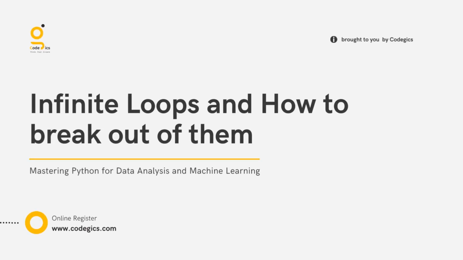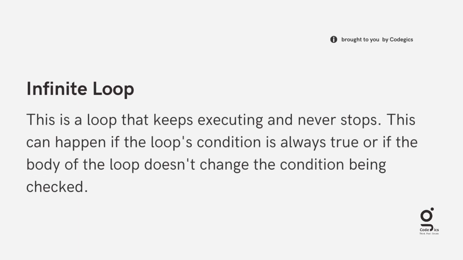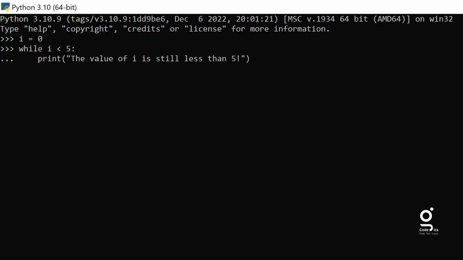In this video, we'll be discussing infinite loops and how to break out of them. Now you may be wondering, what exactly is an infinite loop? Well, simply put, an infinite loop is a loop that keeps executing and never stops. This can happen if the loop's condition is always true, or if the body of the loop doesn't change the condition being checked. Let's take a look at an example.